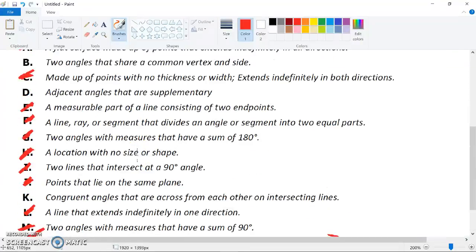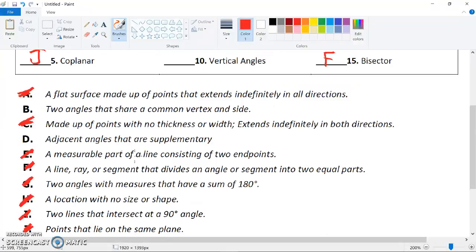So now I'm left with just a few that are giving me some trouble. So let's see. Two angles that share a common vertex and side. Let me draw that picture out for you.